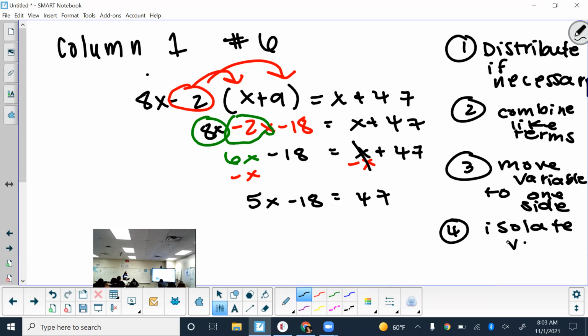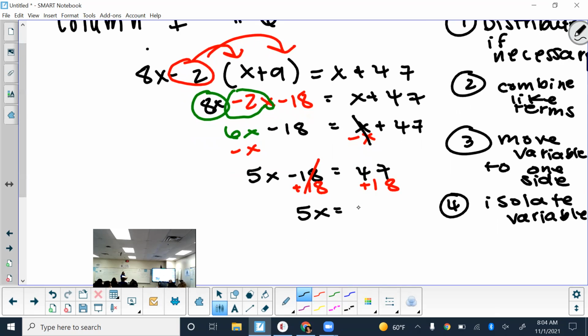Good, we isolate the variable. That's when you use your inverse operation. Undo what's being done. So always start with what's farther from the x. So what's farther from the x, the 5 or the -18? And how do I make that -18 cancel? Good. And whatever you do on one side of the equal sign, do it to the other side of the equal sign. So I have 5x equal to what's 47 plus 18? Good.